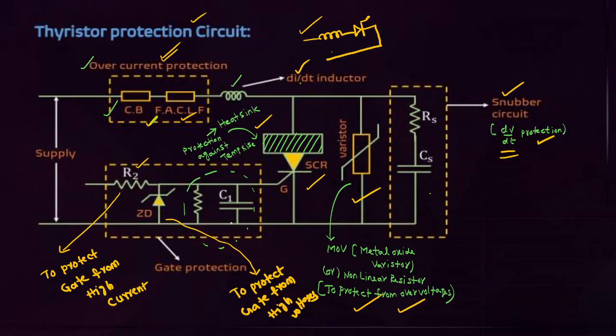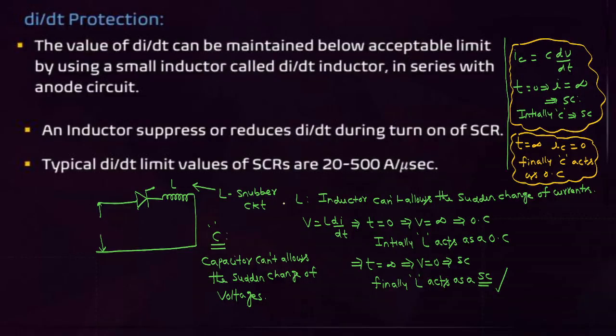RC filter. This RC filter is used to bypass high frequency noise signals. That is the purpose of using the RC filter. You have to concentrate. This is the protection provided by each element that I told already. Di by dt protection: an inductor is connected in series with the SCR. The typical di by dt values are 20 to 500 amperes per microsecond. What is the range of di by dt? 20 to 500 amperes per microsecond.